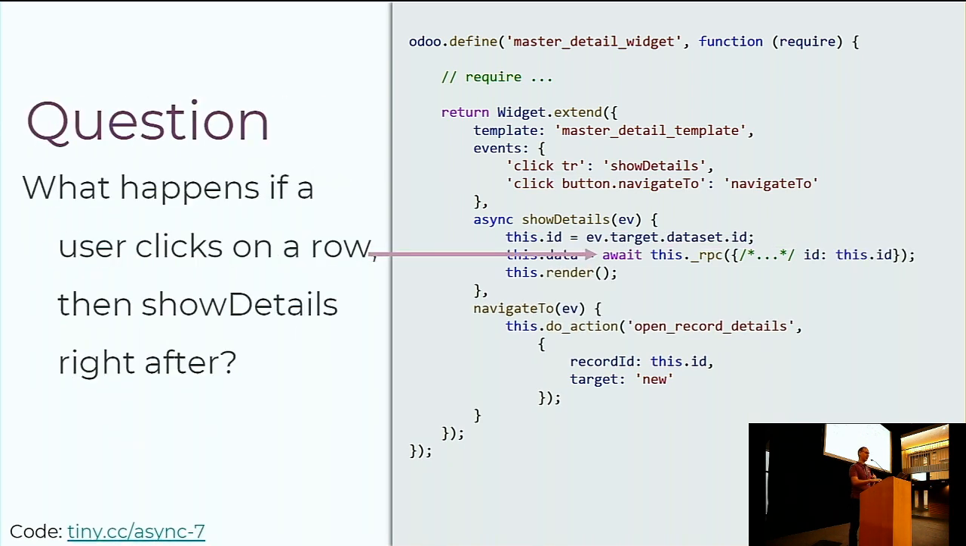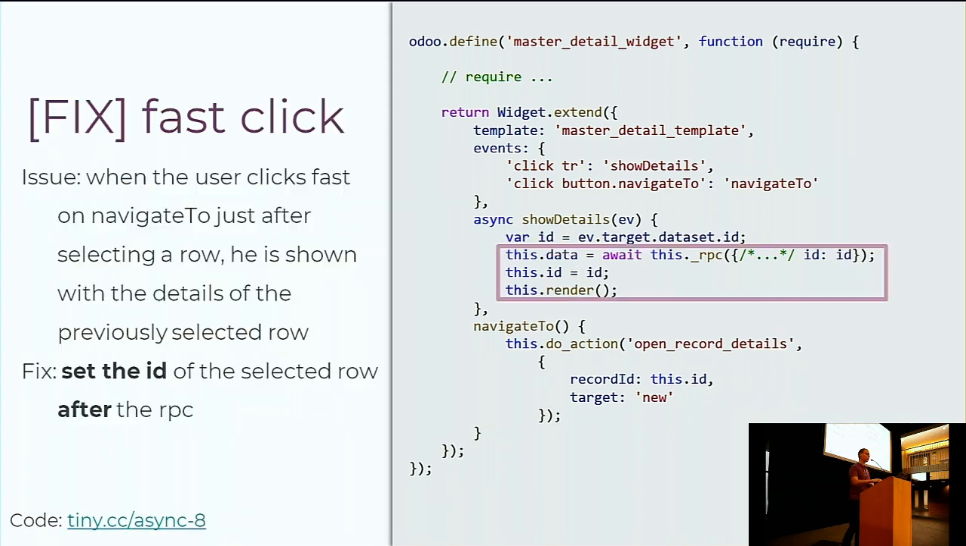By the way, what he will see is an incorrect state. He will see the details of the previous element, and when he clicks again, he sees the details of the new element. So this is inconsistent. How do we fix that?